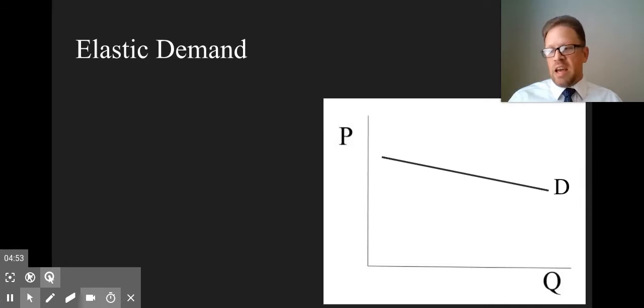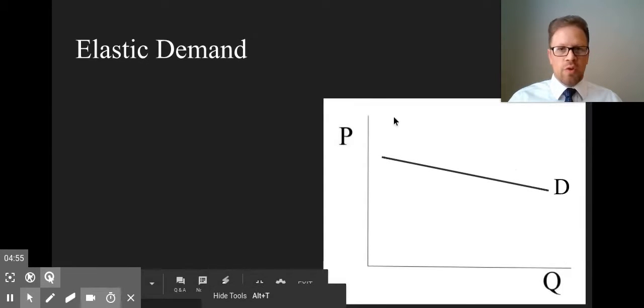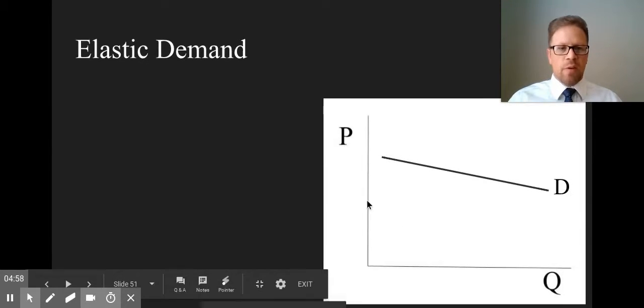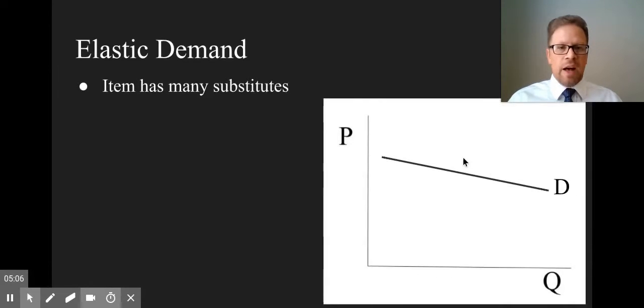So things that have elastic demand, in a sense, things that operate more like this, few things you're going to notice. First, the item has many substitutes. So if you're talking about an item that if the price of one gets too high, you could just go buy another, then generally speaking, people just go buy another. They're not going to kill themselves buying an item that's too expensive when they could just find another one that's probably cheaper.